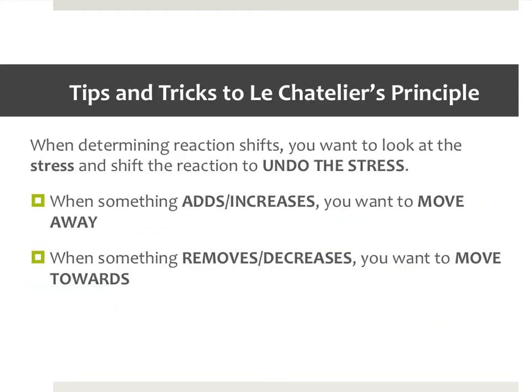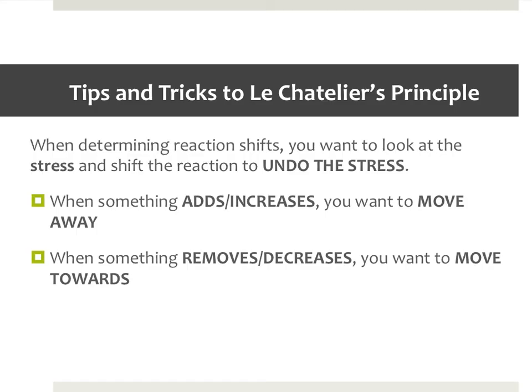Now, the way I taught my class, in order to help determine reaction shifts, you want to look at the stress and shift the reaction to undo the stress. That's what going back to equilibrium means. And so when you add something, adding it or increasing it, you want to move away from it to get rid of it. So you move to the other side of what you added or increased, whether it's pressure, concentration, or temperature or heat. Now, if you remove something, you took it away, you decreased it, then you want to move towards it so you could put it back.